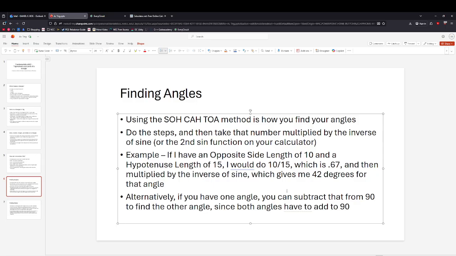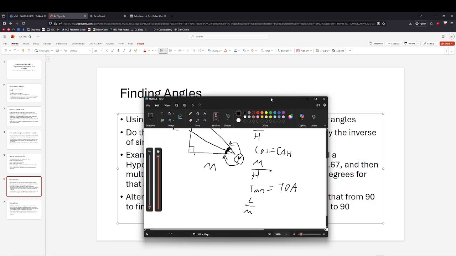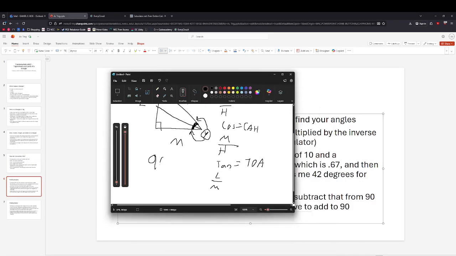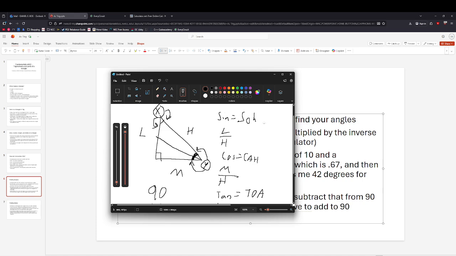Alternatively, if you have one angle, what you can do to find another angle, I don't know why I said alternatively, but once you find your first angle, which in this case we have 42, you can easily find the other one by taking 90 and then subtracting from that other angle. So, yeah, 90 minus 42, that's 48. Now, why does this work? A triangle always will have 180 degrees. We already know that there's 90 degrees being taken up, so we have a total of 90 left over.